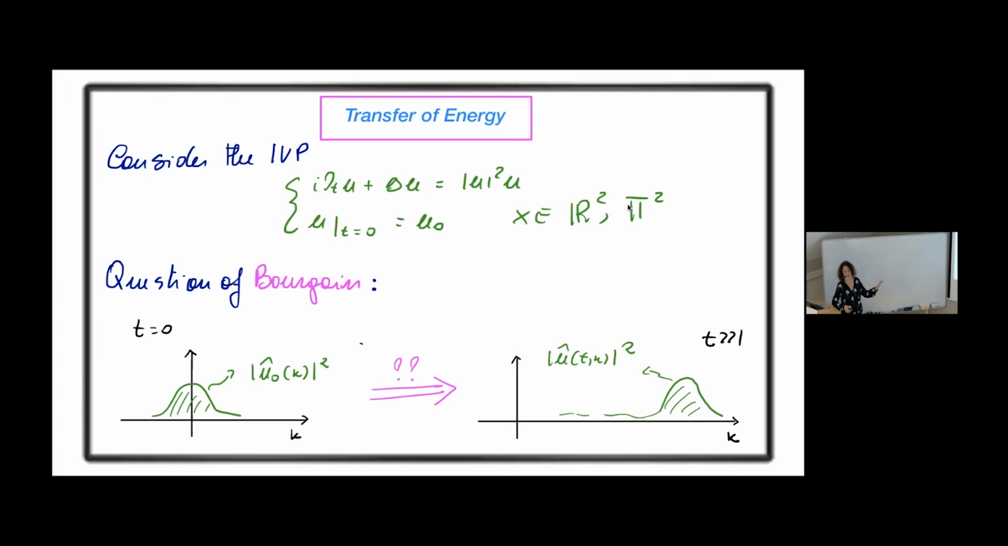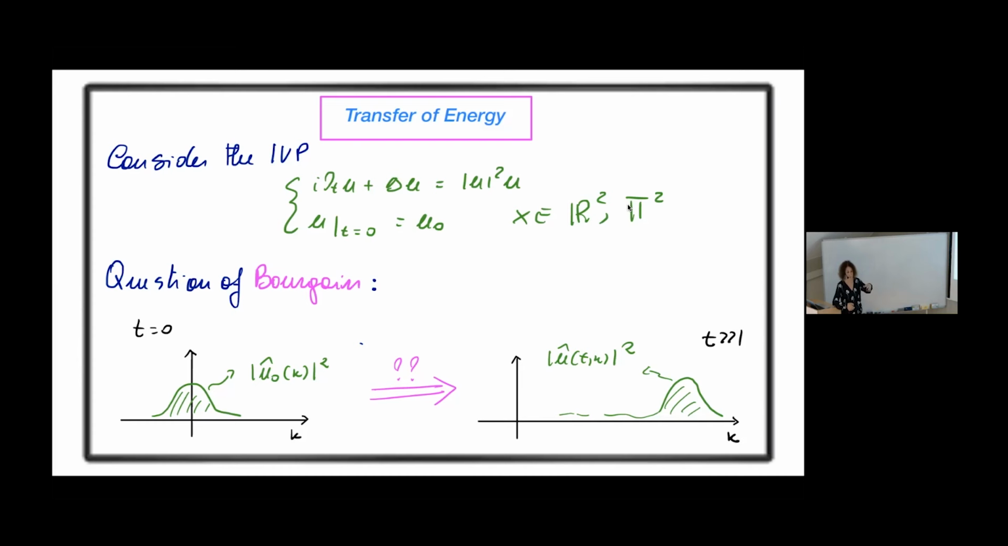So in particular, let me fix for you the equation that I will be looking at, that Gerard also considered. This is the cubic NLS, defocusing. And for now, let's think about x in R^2 and T^2, so two-dimensional. This is the first interesting type of dimension to consider, also because in dimension one this is an integrable system, and I will mention that something different happens there.